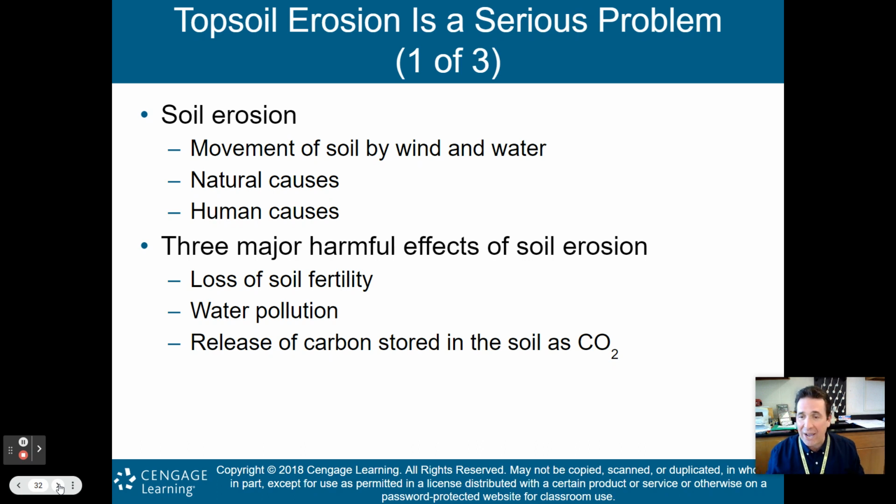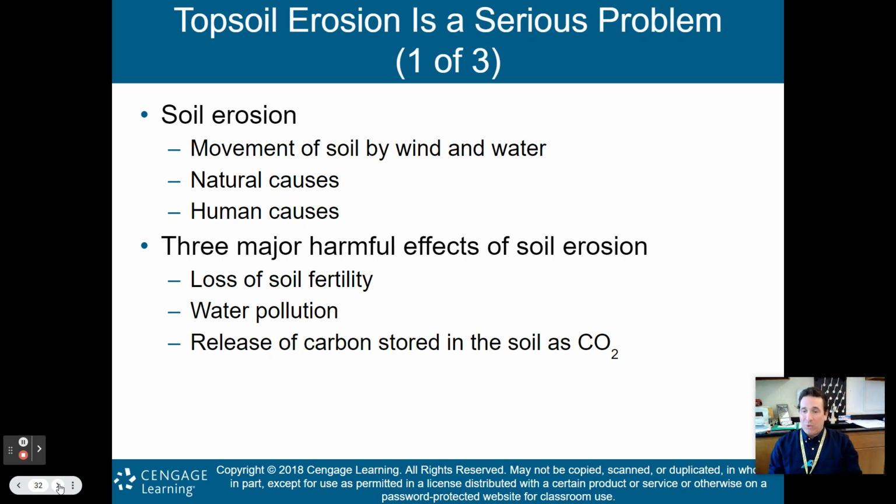Water pollution, right? I'm not talking about water pollution here from pesticides or chemicals, which it could be, but we're also just talking about sediment in the water. Sediment in the water is a major form of water pollution. It clogs aquatic systems. We've spoken about that already in this class. So when you have soil erosion, you have all this soil running off. It pollutes the water. You also release carbon that is stored in the soil as carbon dioxide, so that actually increases the amount of greenhouse gases.